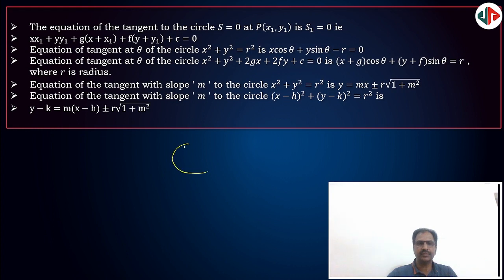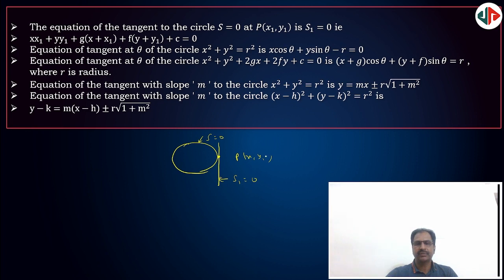Next, equation of tangent to the circle at a point x1, y1 only. Suppose S = 0 is a circle and P(x1, y1) is a point on the circle, then this is the tangent whose equation is S1 = 0. I already told you S1 represents a line. So what is the formula for equation of tangent drawn at a point P(x1, y1) on the circle S = 0? It means S1 = 0.